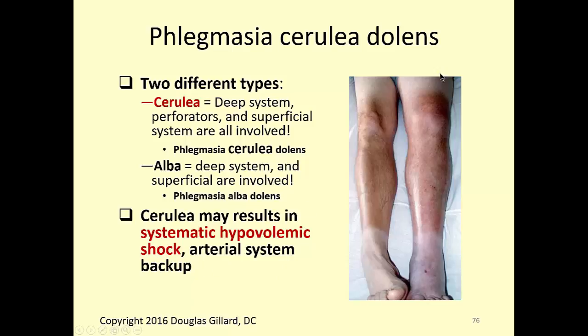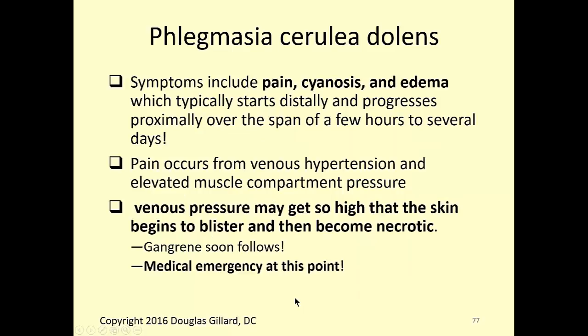Here's a new case. The patient's son got some sun tanning here, but you can see it's just starting in this patient. See, his leg's just starting to turn. He's just starting to get some color change here. Symptoms include, obviously, pain, cyanosis, and edema. They typically start distal and progress proximally over the span of a few hours, sometimes to a few days.